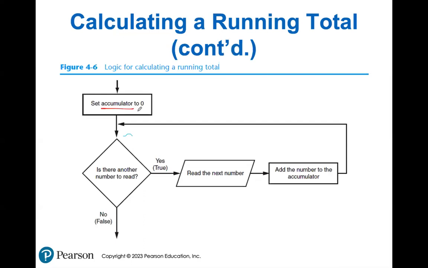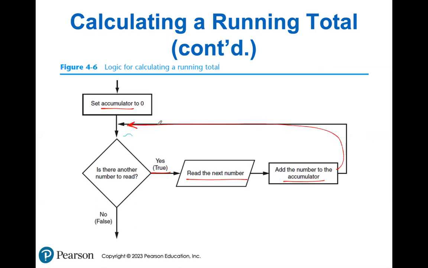So we are setting our accumulator to 0. And then after that, we are asking, is there another number to read? Is there another number in the sequence? If it's yes, which is going to evaluate to true, then we're going to read that number, and we're going to add that number to our running total.